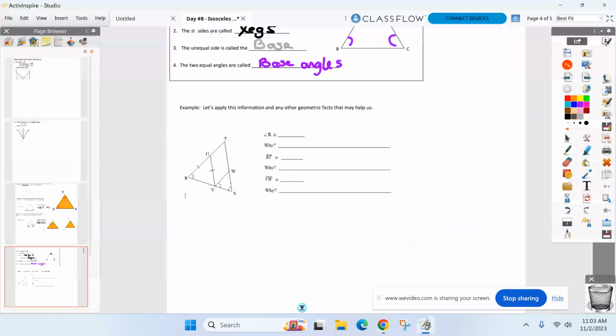Ksenia, welcome back. Angle R and angle... you say V. I'm going to ask you which one of the three you're talking about. Angle UVR. There you go. I like that a lot better. Angle UVR.